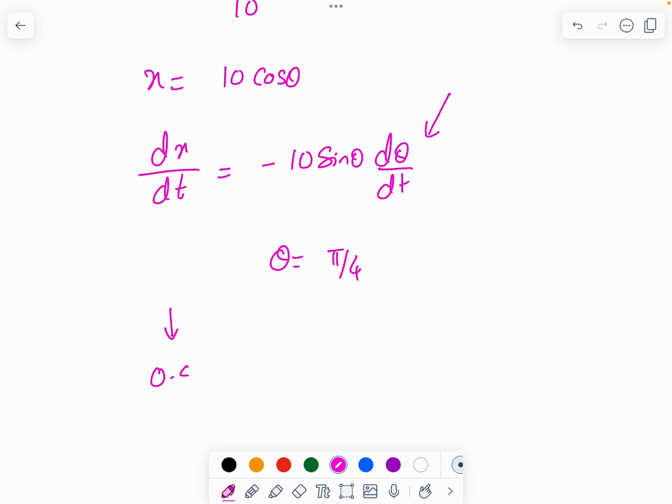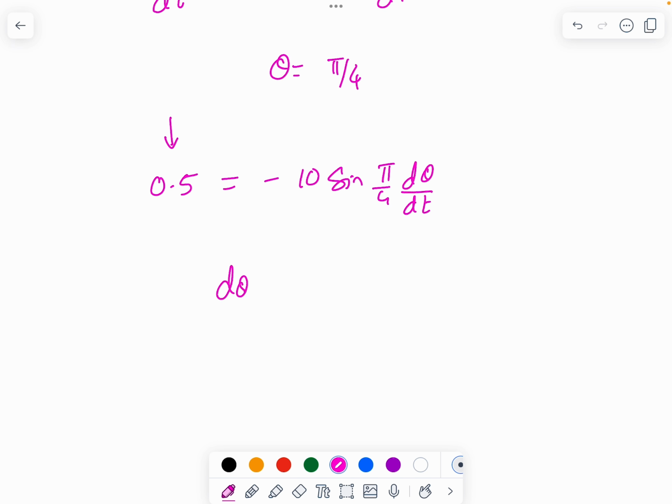dx upon dt is 0.5 equals negative 10 sine pi by 4 d theta by dt. So from here, d theta by dt equals 0.5 divided by negative 10 sine 45, which is 1 upon root 2. Simplify this: minus 10 root 2 is going to be the answer.